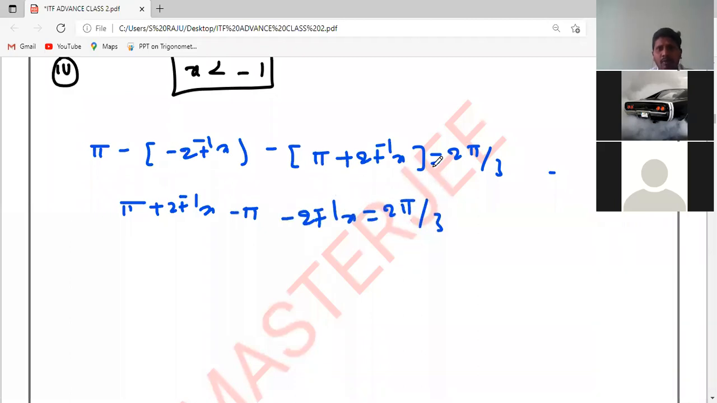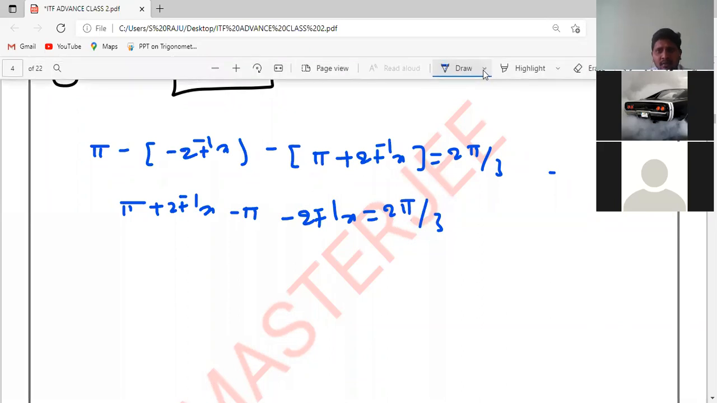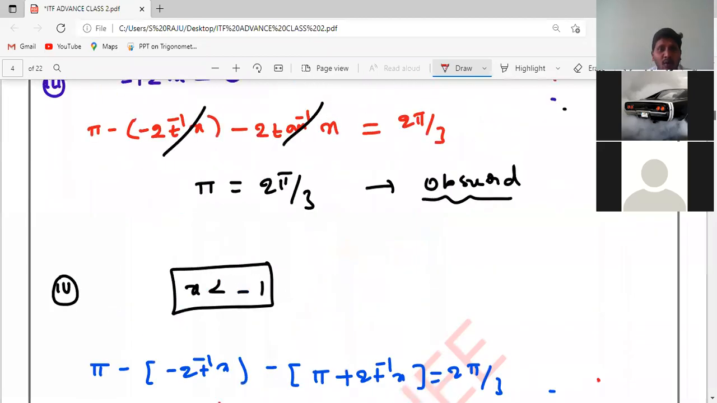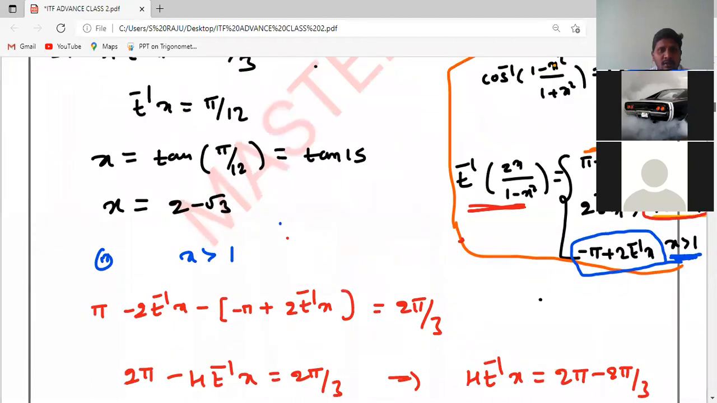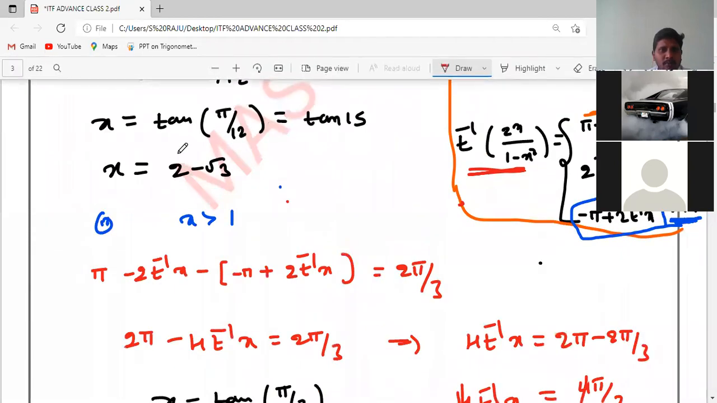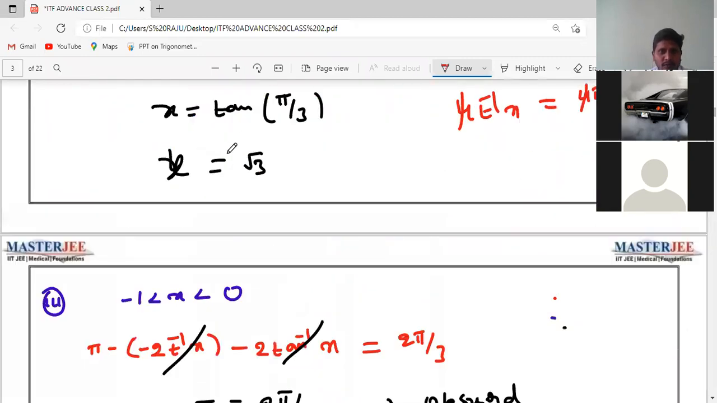So what is the x value in this case? Not exist. We cannot find any x value in this case also. So then what are the solutions? X is equal to 2 minus root 3, comma, root 3. That's it. Only two solutions.